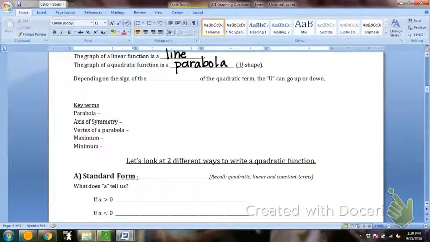Depending on the sign of the coefficient of the quadratic term, the parabola can go up or down. And we'll talk about that in just a second. So to determine whether your parabola is going to open up or down, you need to look at the a value in the ax squared term.